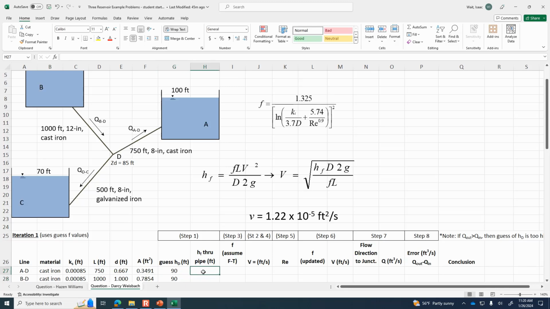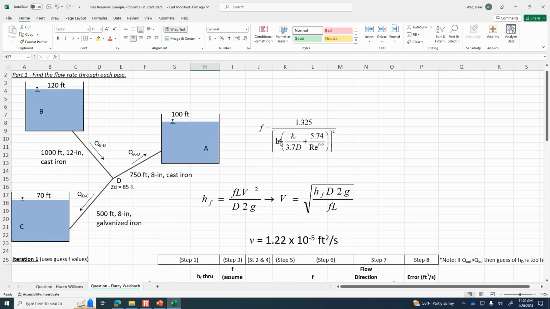The first time we're determining the head loss through the pipe, this is where we're doing subtraction from the reservoir water elevation to our guess for how much head there is at D.